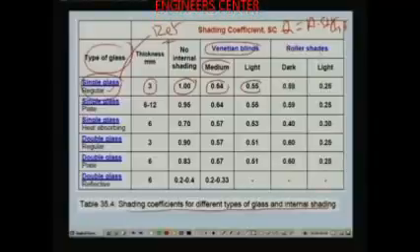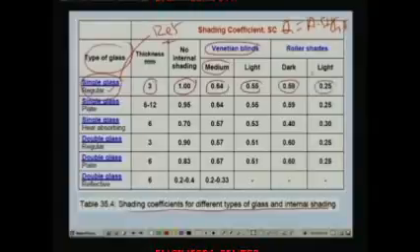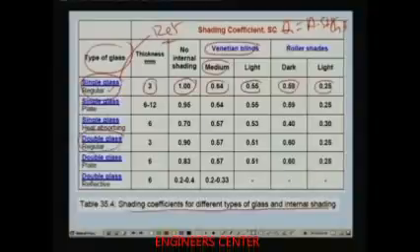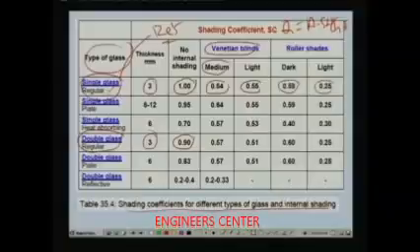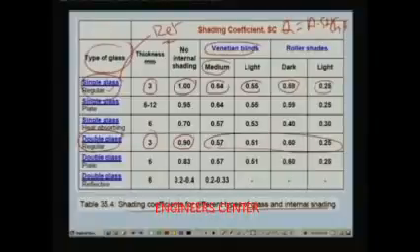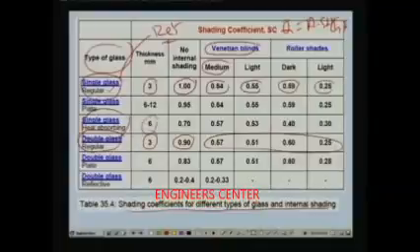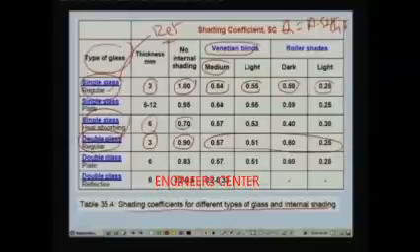If you are using dark roller shades, the shading coefficient is 0.59. If it is a light roller shade, it is 0.25. This is for a single glass. Similarly, for a regular double glass of 3 mm thickness, without internal shading the shading coefficient is 0.9, whereas for the single glass it is 1, and with internal shading these are the values. Other types are also available, such as heat absorbing glass of 6 mm thickness. For heat absorbing glass, the shading coefficient without internal shading is 0.7, that means 30% less compared to a regular glass.